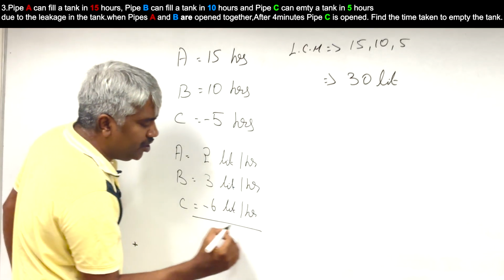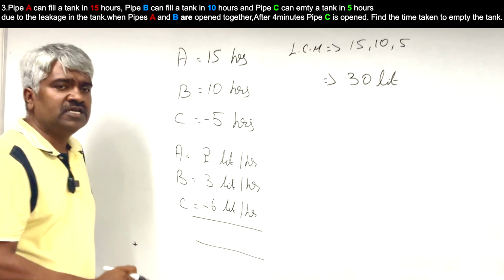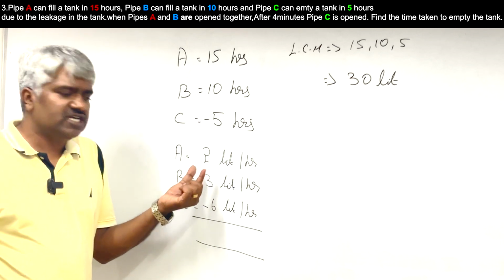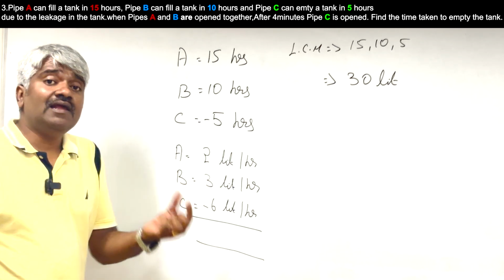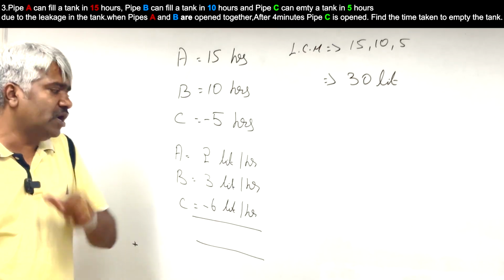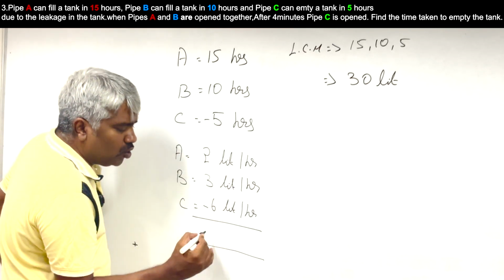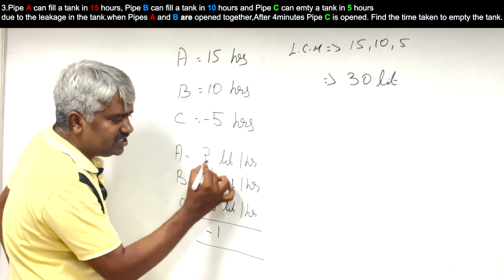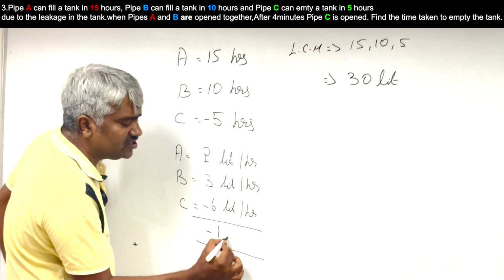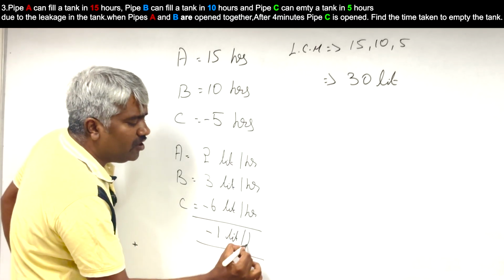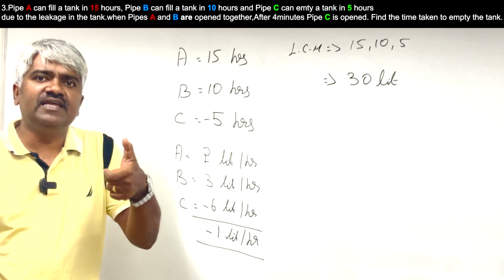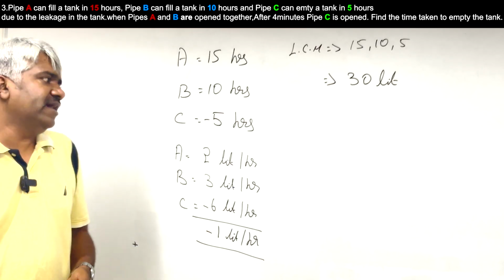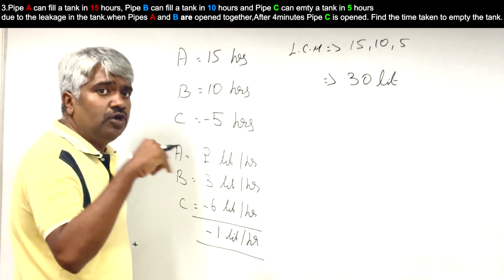Now I am going to add all the data. That is, pipe A will fill 2 liters, pipe B will fill 3 liters, pipe C will empty 6 liters in 1 hour. When all the pipes are open together, 2 plus 3 is 5, minus 6 is minus 1. That is, when all the pipes are open together, 1 liter per hour will get removed from the tank. Now we'll go to the question.